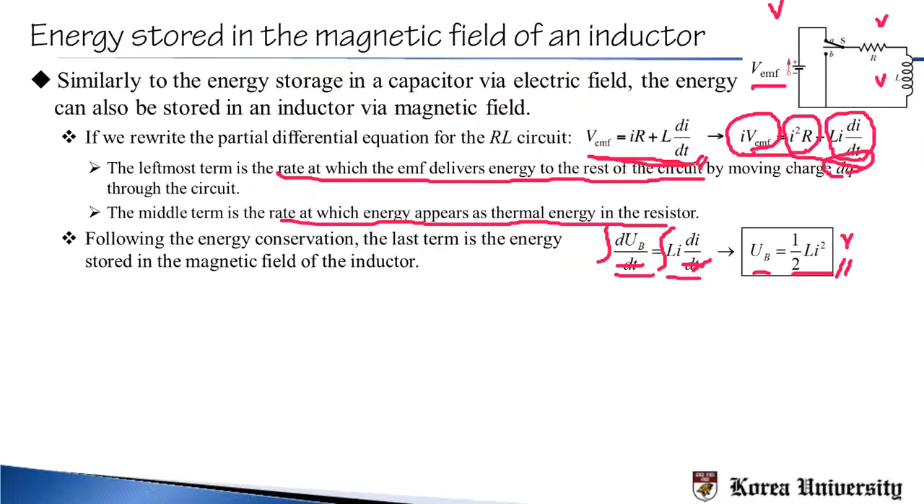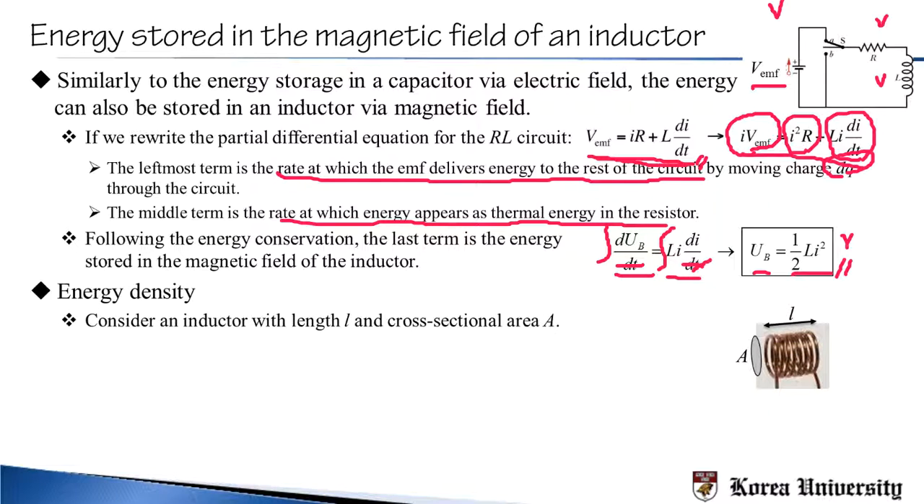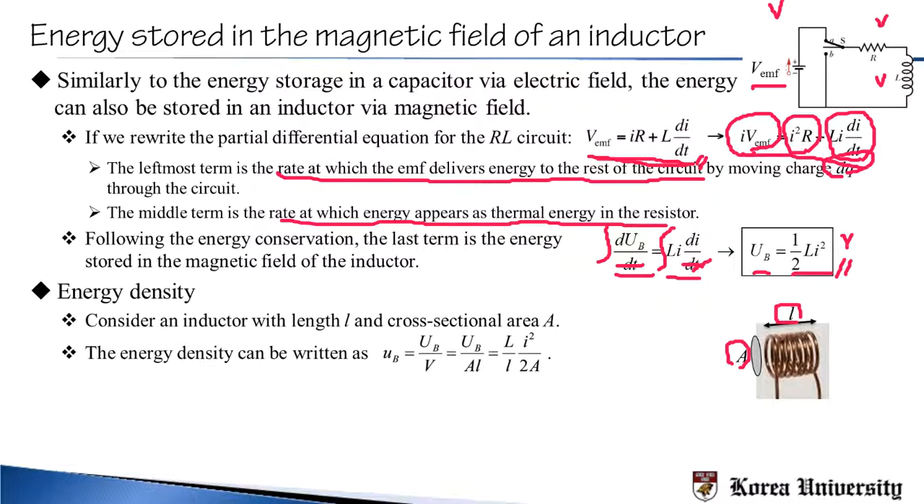But now let's try to calculate the energy density from here. So how do we calculate the energy density? Energy density simply means the energy per unit volume of this coil or inductor, right? So in order to consider it, let's suppose this inductor has an area A and length L. Then the volume will be simply A multiplied by L. So energy density is now simply the energy divided by this volume, and then it's just like this.